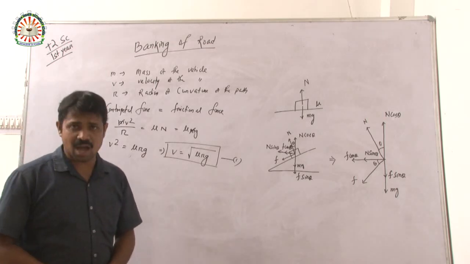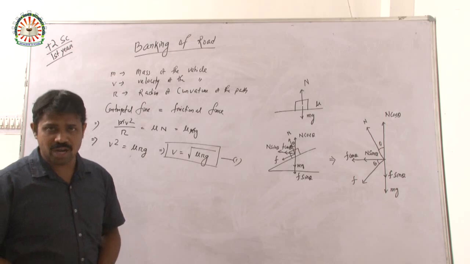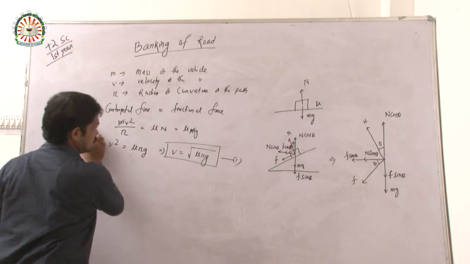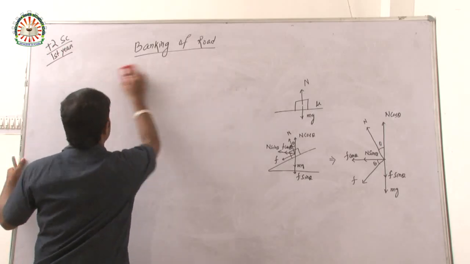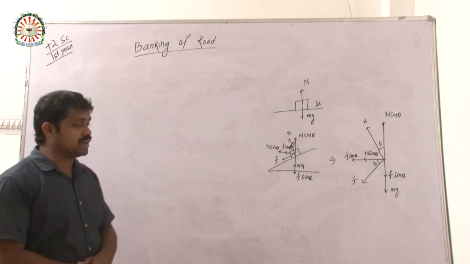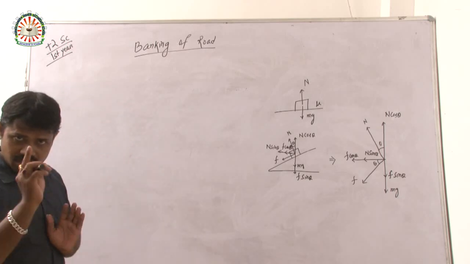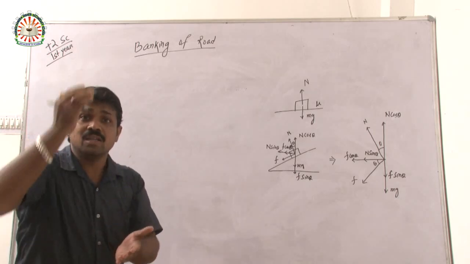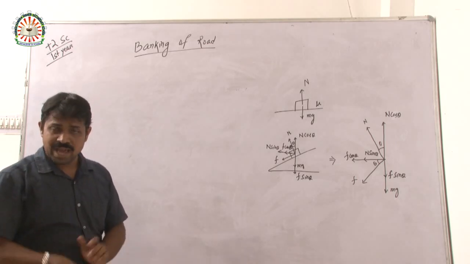Now let us discuss what we mean by banking of road, or how we will bank the road. Banking of road is nothing but a process. Listen very carefully. The banking of road is the process of raising the outer edge of the road over the inner edge. Again, I will repeat.